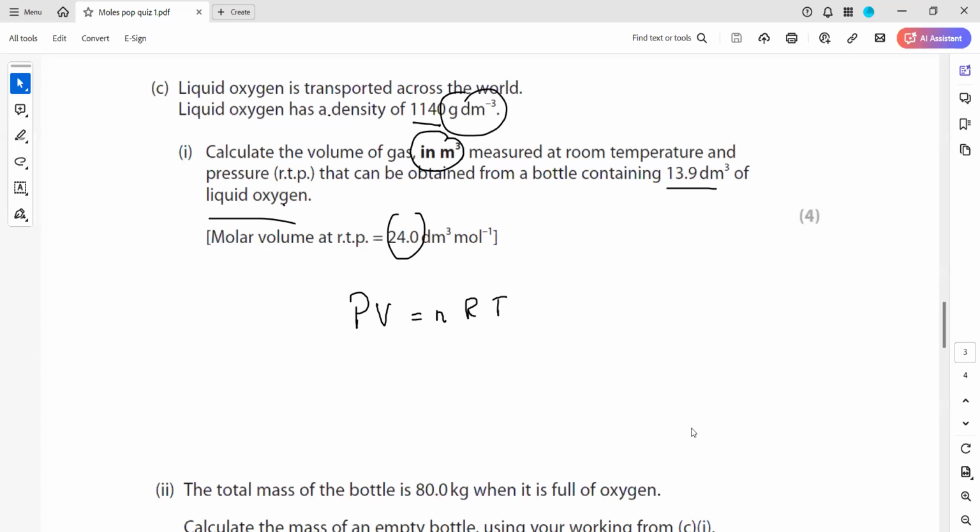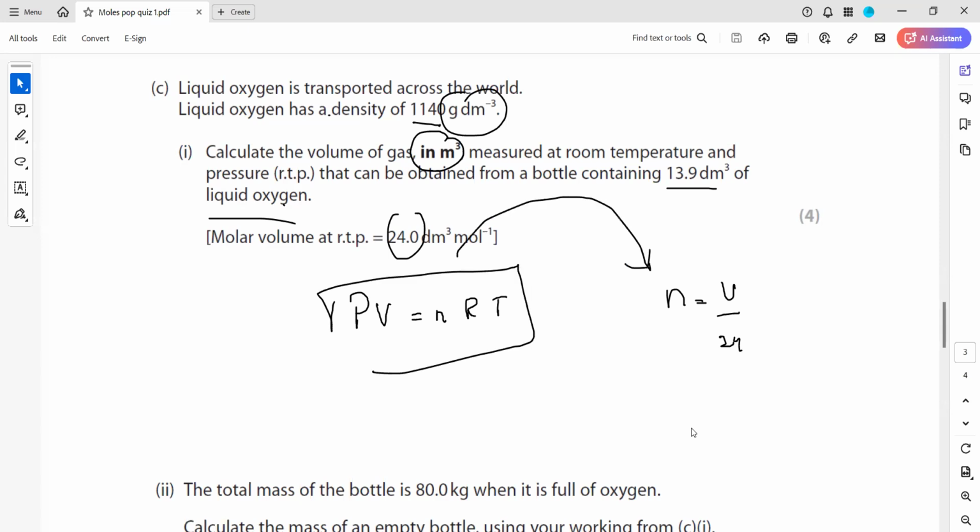Or if I use a formula that moles equal volume of the gas divided by 24, I will get the same result. Why? Because PV equals nRT is the main formula, and that converts into n equals V over 24 when we have a standard condition like room temperature and pressure. So I can directly use this formula, or I can use PV equals nRT as well. As we have the room temperature and pressure, I prefer to use this direct formula.